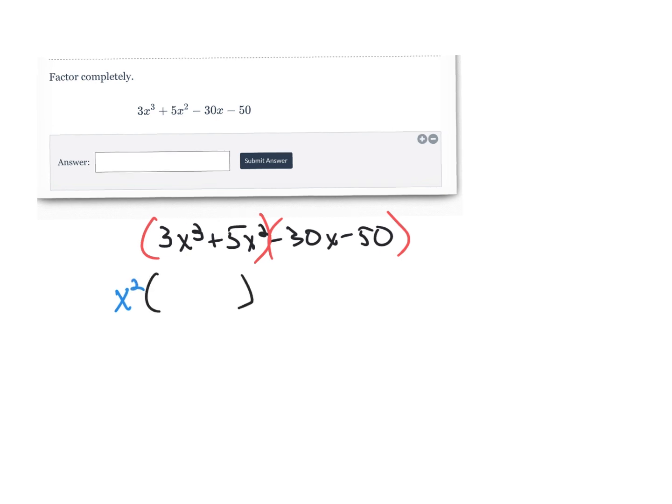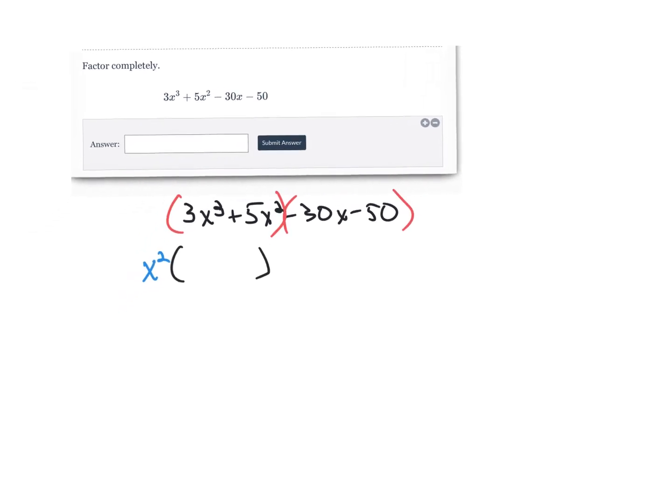And when I take that out, I leave in parentheses what remains. So what remains here is 3x plus 5. If you want to check that work, you can just distribute this x squared times 3x, and you get 3x cubed. And x squared times 5 is 5x squared. Now, you look at the other 2 terms and factor out a common factor here too.